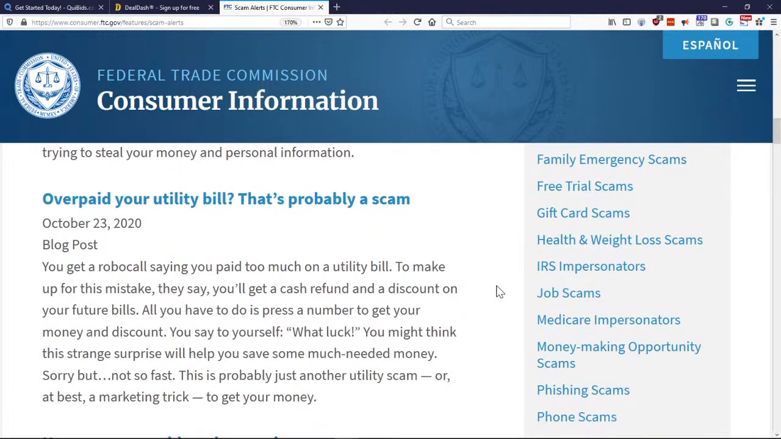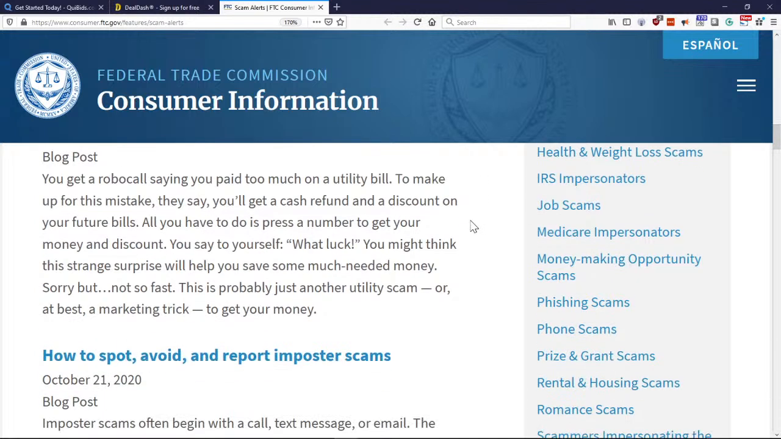There's ones about COVID, you overpaid your utility bill. You get a robocall saying you paid too much on your utility bill, and to make up for this mistake, they say you'll get a cash refund and a discount on future bills. All you have to do is press a number to get your money or discount. You might say to yourself, what luck, this strange surprise will help me with some much needed cash. Sorry, but not so fast. It's probably just another utility scam or at best a marketing trick to get your money.